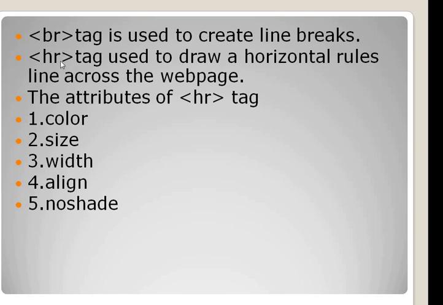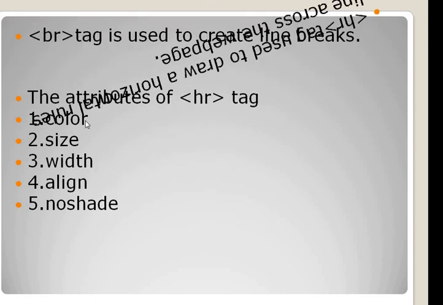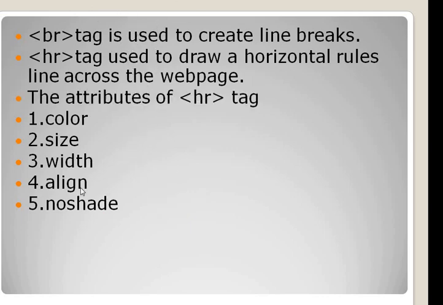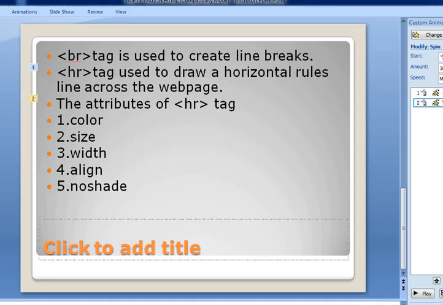Next type of empty tag is the horizontal rule. That is the HR tag. This is used to draw a horizontal rule line across the web page. The attributes of HR tag are color attribute, size attribute, width attribute, align attribute, and noshade attribute. Then we can do this in an HTML document.